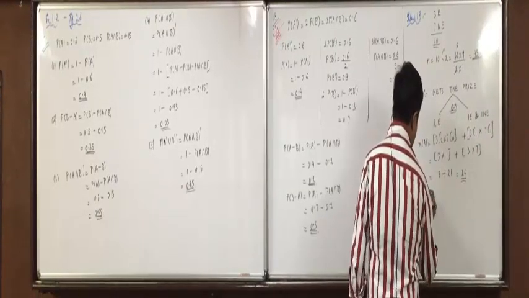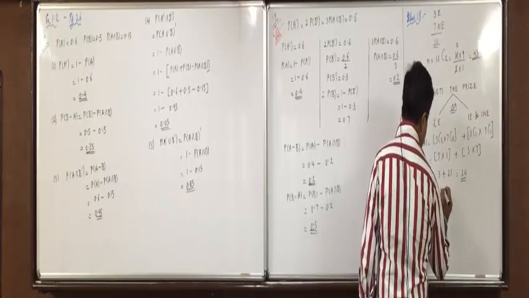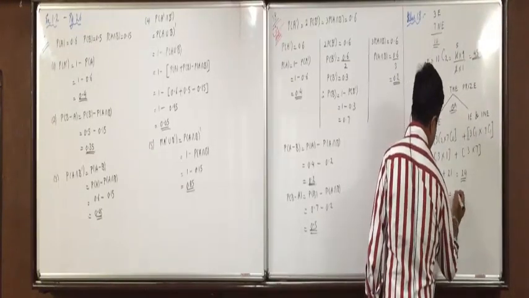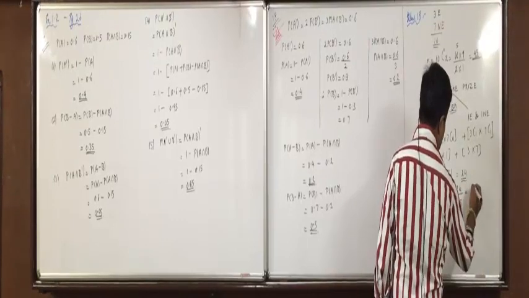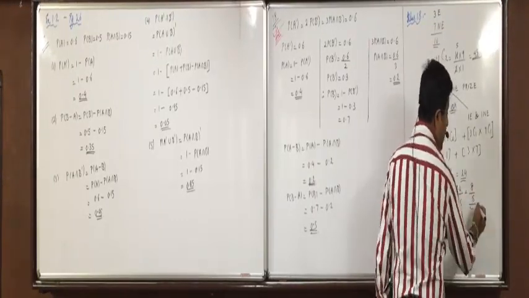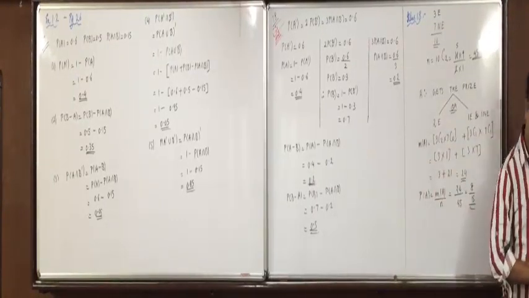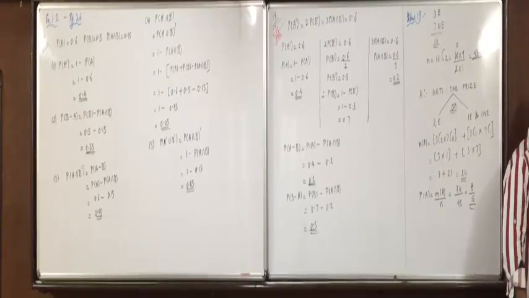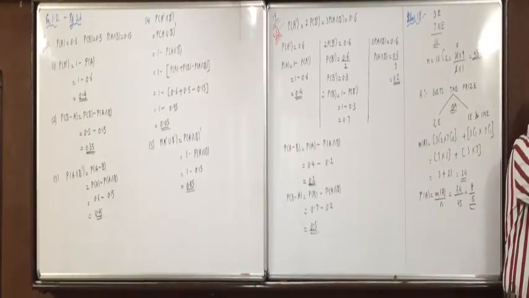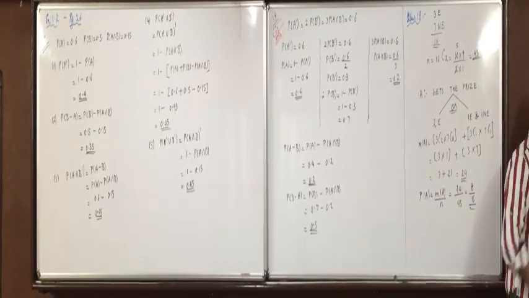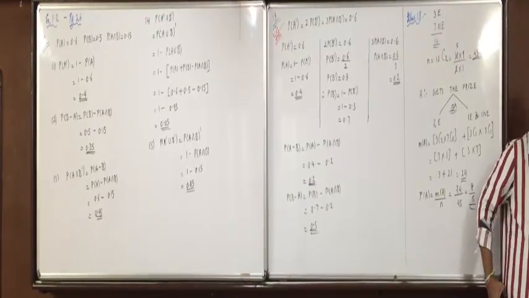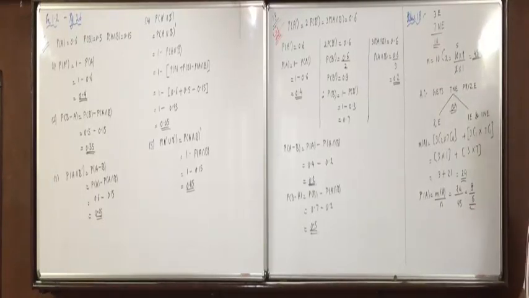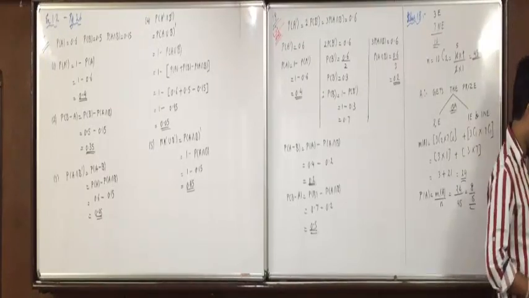Now probability that he wins the prize, m(A) upon n, 24 by 45. 3 into 8, 3 into 15. See, final answer you'll see it comes to 8 by 15. What they have done, God knows. Did you understand this? Anyone who did not understand this point, this is the way of solving the question.